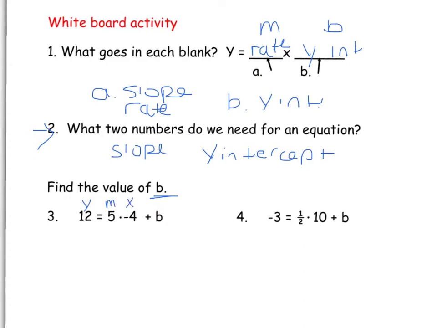So here we have 12 equals negative 20 plus b. So we add 20 and we add 20. So here our b would be 32.